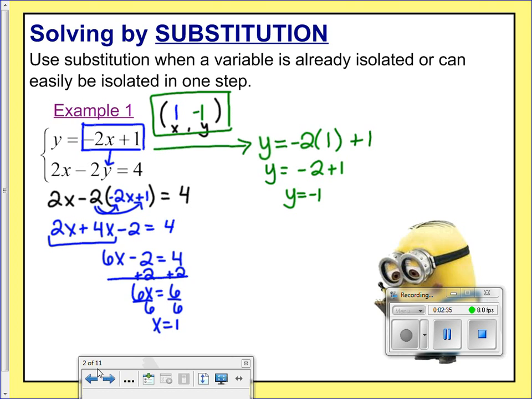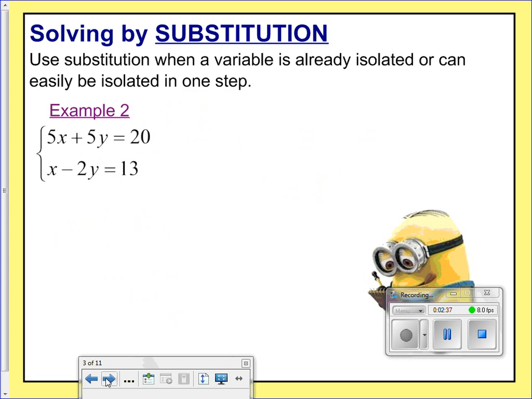Well, let's try this again. This example does not have a letter or a variable that's already isolated, but I can do it in one easy step. What I'm looking for in those 4 letters is which one is by itself without a coefficient attached. And in this case, it's this one right here. So let's do some manipulations. Let's move this 2y over by doing the opposite, which is adding 2y. So I'm manipulating this equation right here so that it's x equals 2y plus 13.